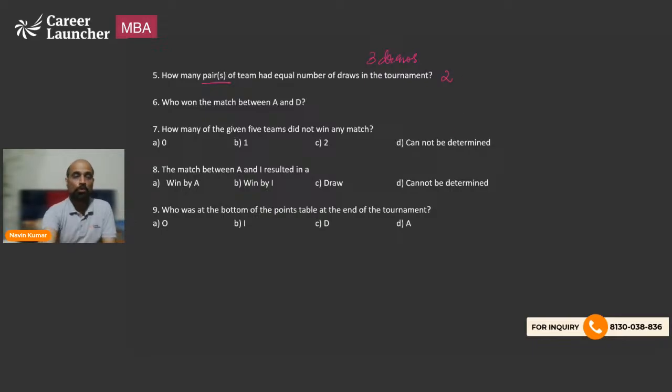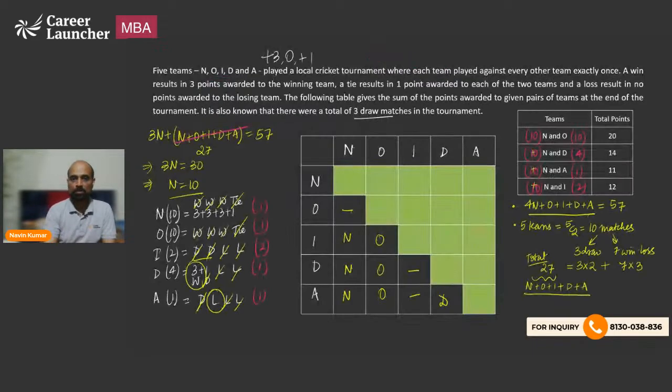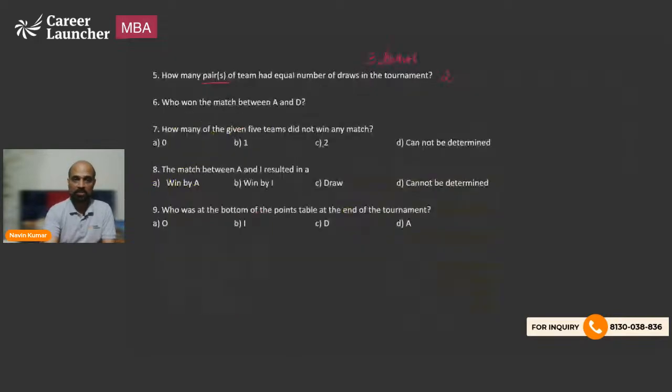Right? Who won the match between A and D? Between A and D, D won the match. So it should be D. Okay. So this is not exactly theta. There should have been options: A, D, cannot be determined. Or put 1 for A, 2 for D.